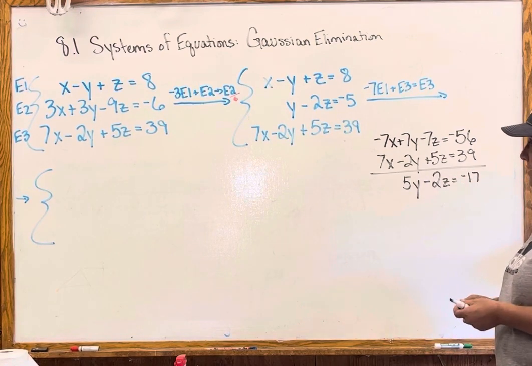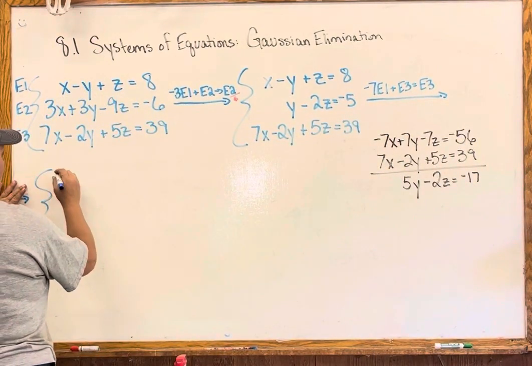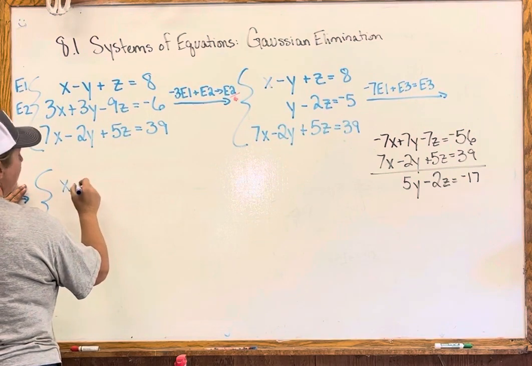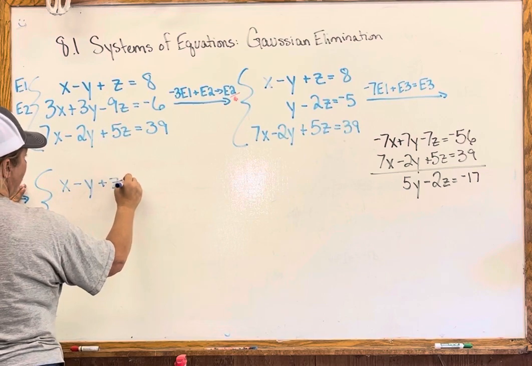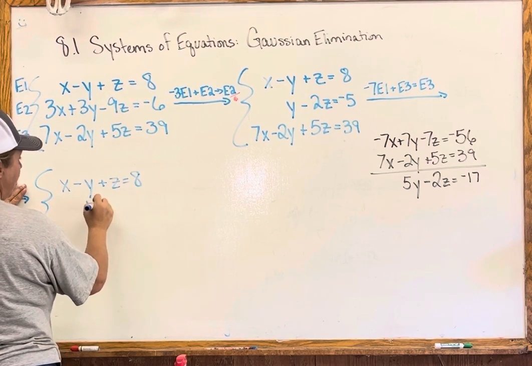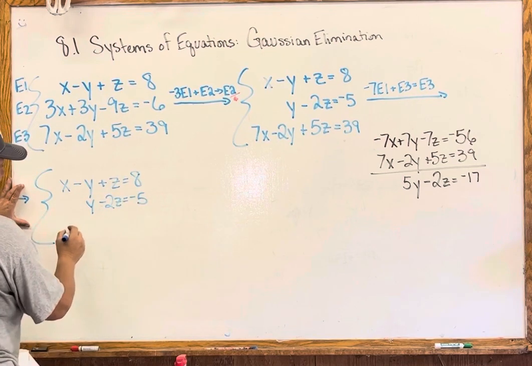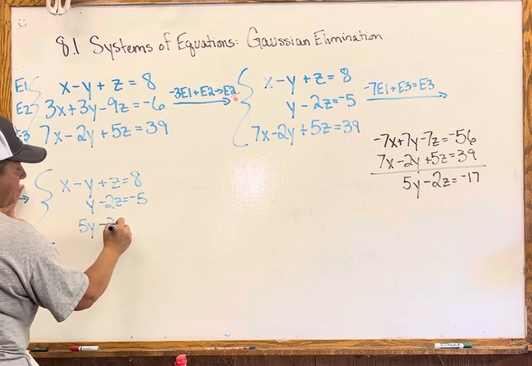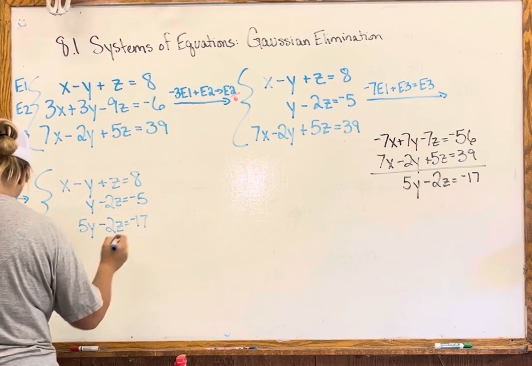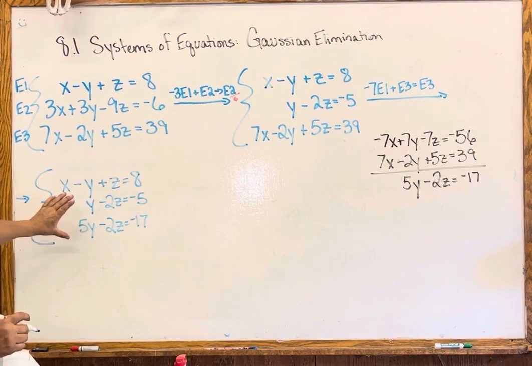Alrighty, so back over here, our top one is still going to be the same. x minus y plus z equals 8. y minus 2z equals negative 5. And 5y minus 2z equals negative 17. Okay. So, got rid of that. Now we need to work on this one.